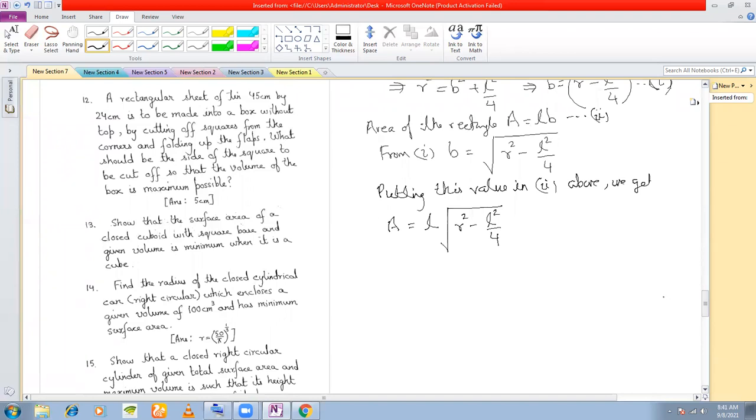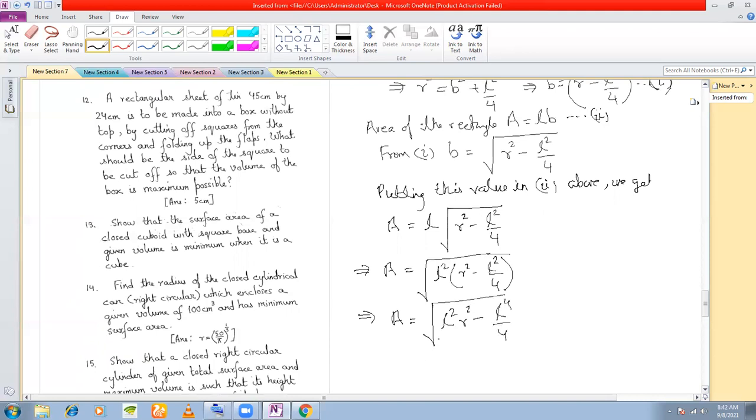But see, there's a square root here. If I can bring down everything to a single radical, because this is a product of L and a square root, let us take this L inside. So what do we get? If I take this L inside, we'll get L square, isn't it? L square into R square minus L square by 4, right? So that means this can be written as A is equal to square root of L square R square minus L to the power of 4 by 4.